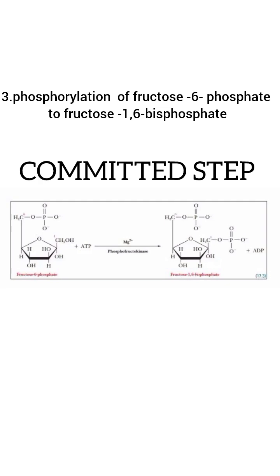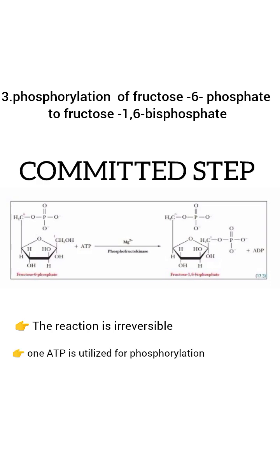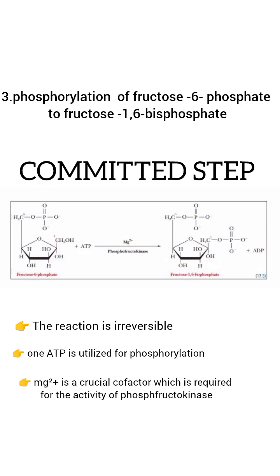Here are things to know about this reaction. 1. The reaction is irreversible. 2. 1 ATP is utilized for phosphorylation. 3. Magnesium ion is a crucial cofactor which is required for the activity of phosphofructokinase 1.